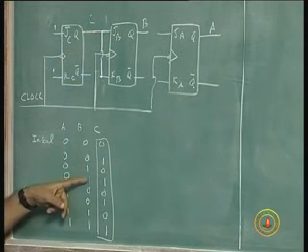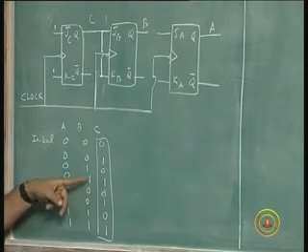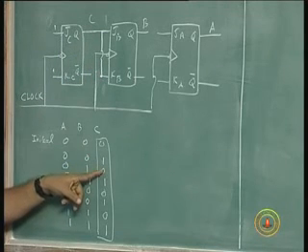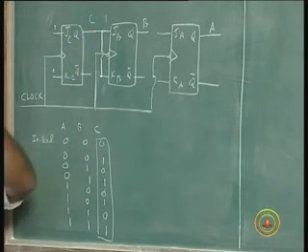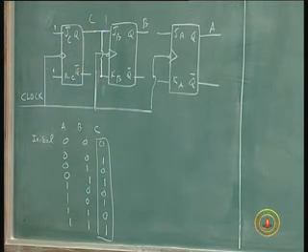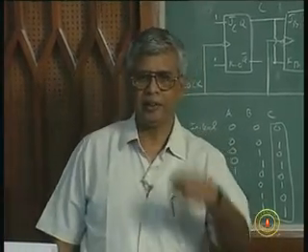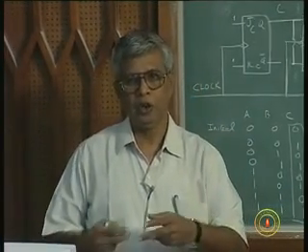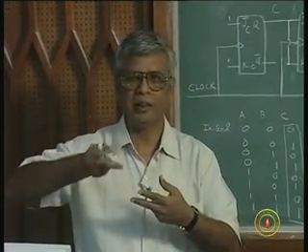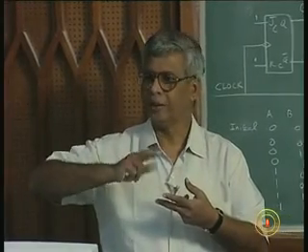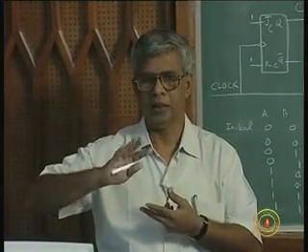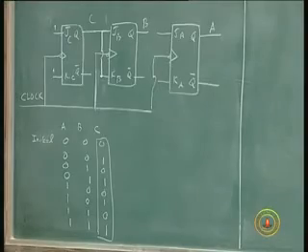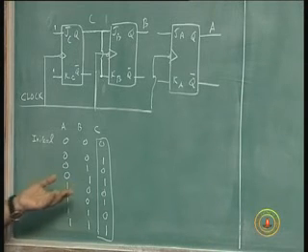In the next clock pulse it will not toggle, because this is 0. So every other clock pulse, only the J and K of the second flip-flop become 1. Every second pulse, every alternate pulse, J and K of the second flip-flop become 1 1. So the second flip-flop will toggle only once in 2 clock cycles. Is that clear? I can repeat this argument now.